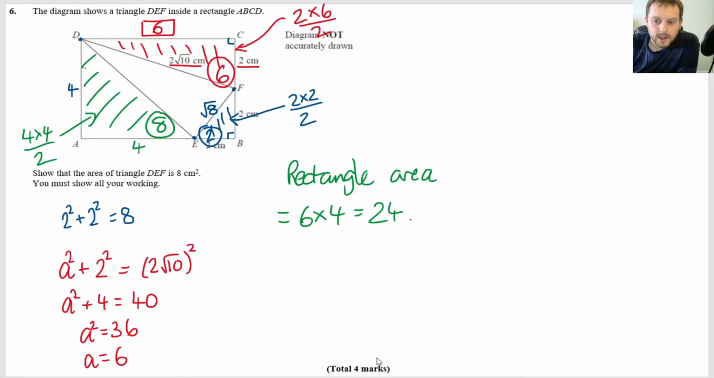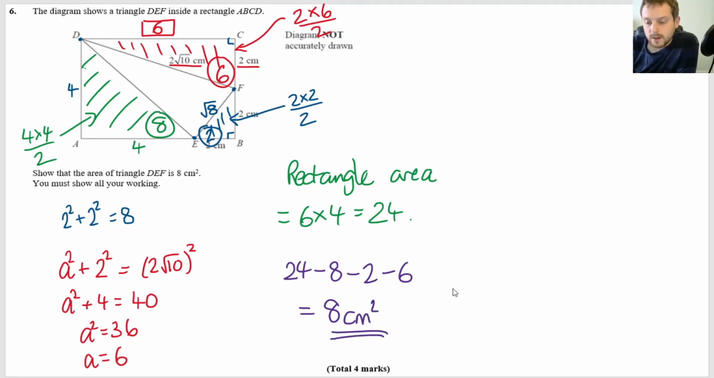So I guess that's hopefully going to leave us with 8 then. So 24, take away 8, take away 2, take away 6 is 24, take away, well this is me taking away 10, so that's 14, take away 6 is 8, and it was centimetres squared. The whole thing was in centimetres, so this is centimetres squared. So yeah, don't be afraid to use Pythagoras when you can, right? These were right angled triangles. You can find some missing sides. You can then work everything out.